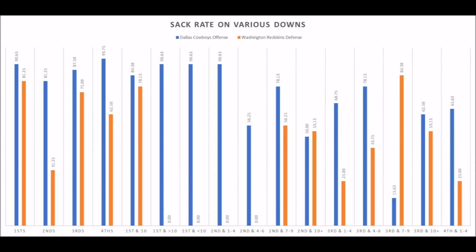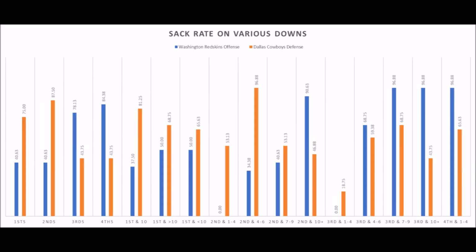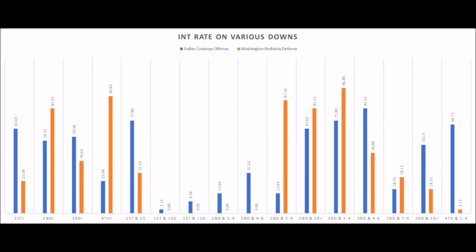Then you look at the Redskins offense versus Cowboys defense. Cowboys are in favor here, of course, on first and second down for the most part. You look at interception ratio. The Cowboys versus Redskins mostly favors the Cowboys, but second down is definitely the down where the Redskins have most of their success when it comes to creating interceptions.